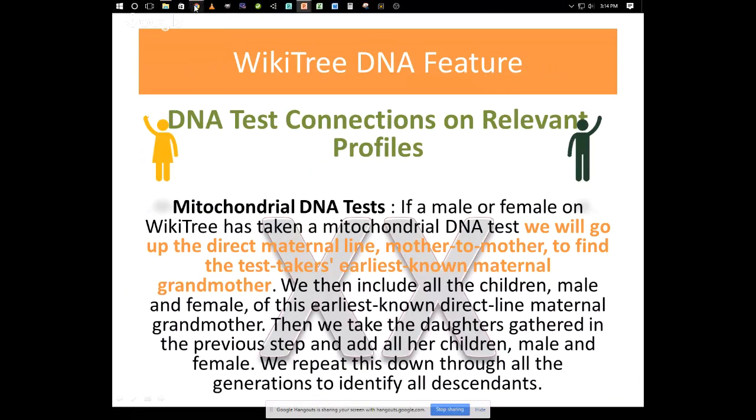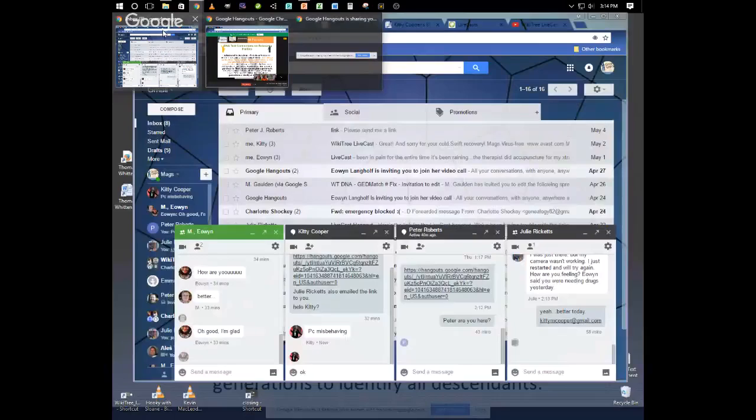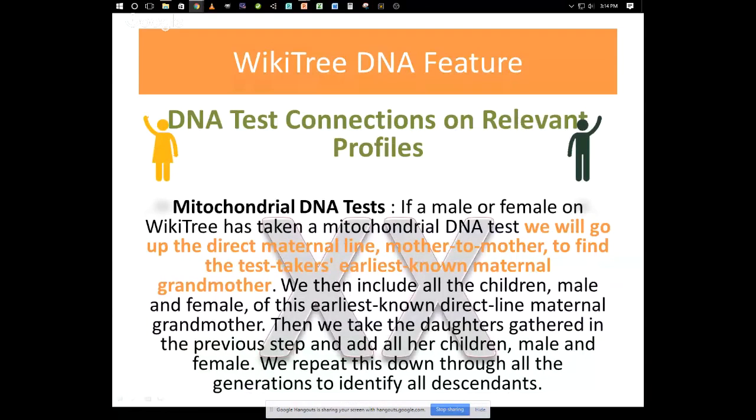DNA test connections on relevant profiles. Mitochondrial DNA tests. If a male or female on WikiTree has taken a mitochondrial DNA test, we will go up the direct maternal line, mother to mother, to find the test taker's earliest known maternal grandmother. We then include all the children, male and female, of this earliest known direct line maternal grandmother. Then we take the daughters gathered in the previous step and add all her children, male and female, and we repeat this down through all the generations to identify all the descendants.